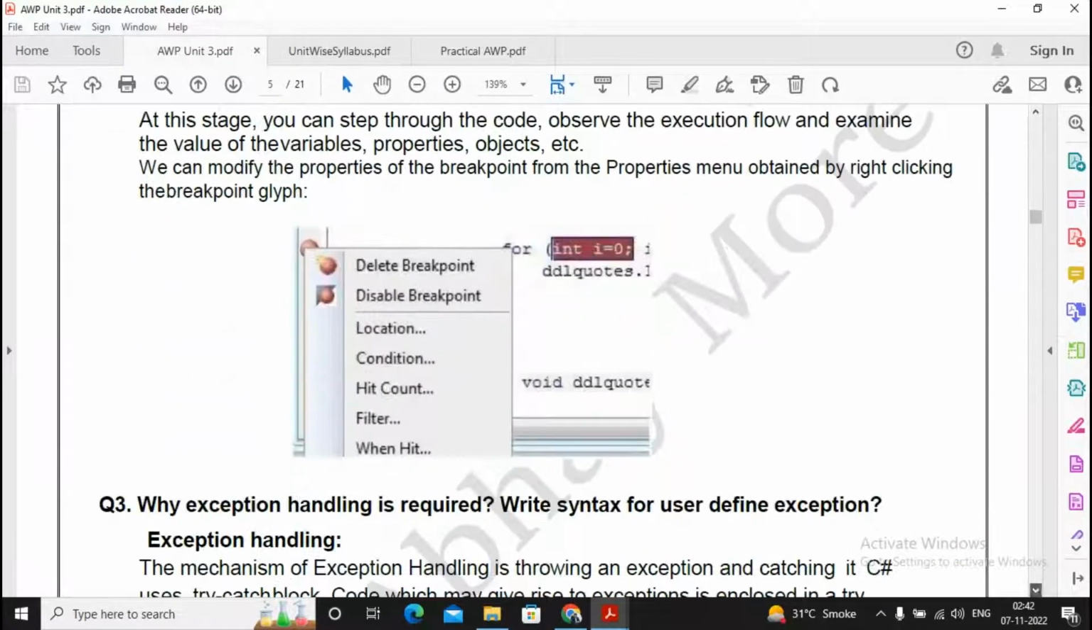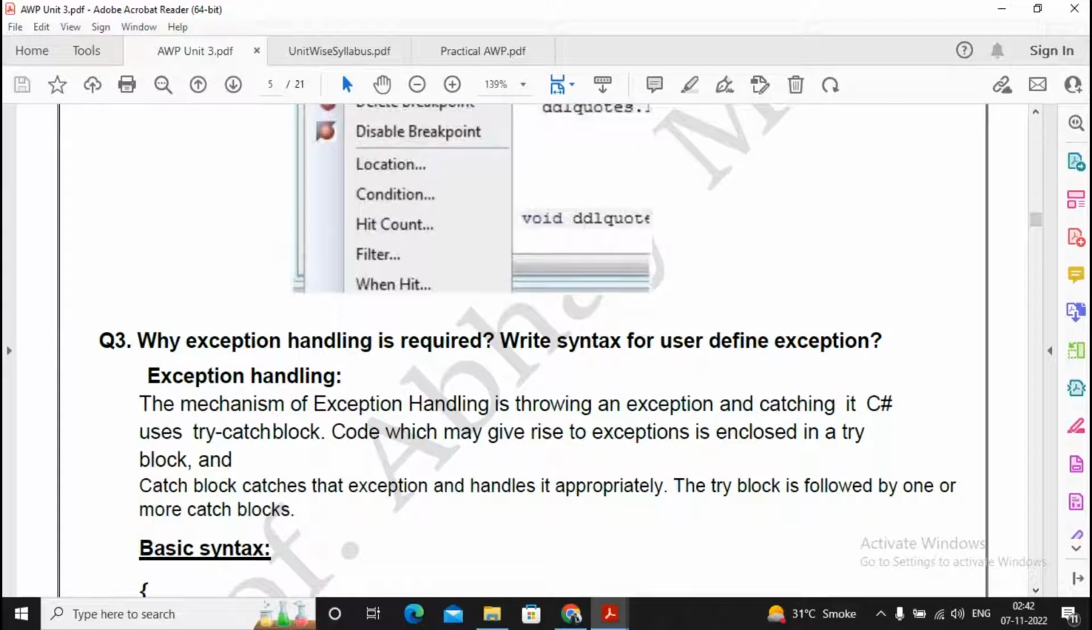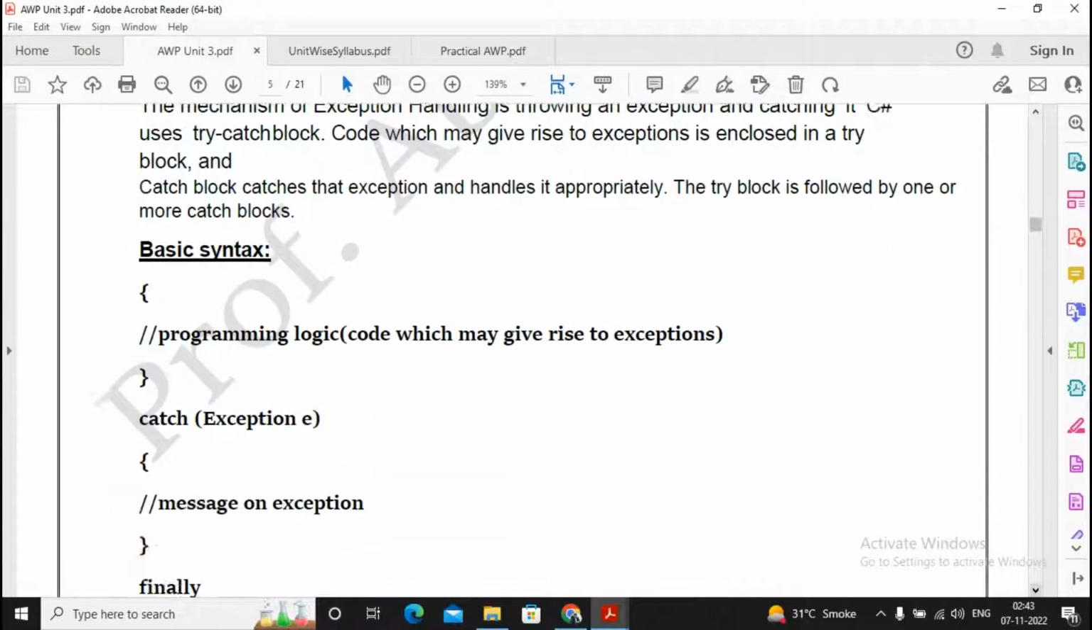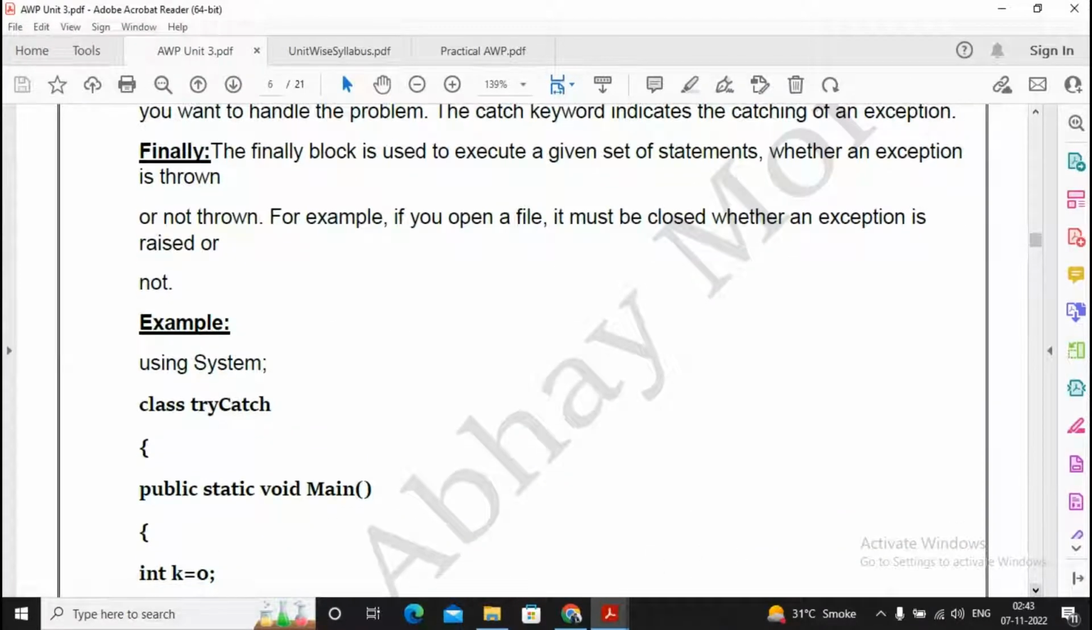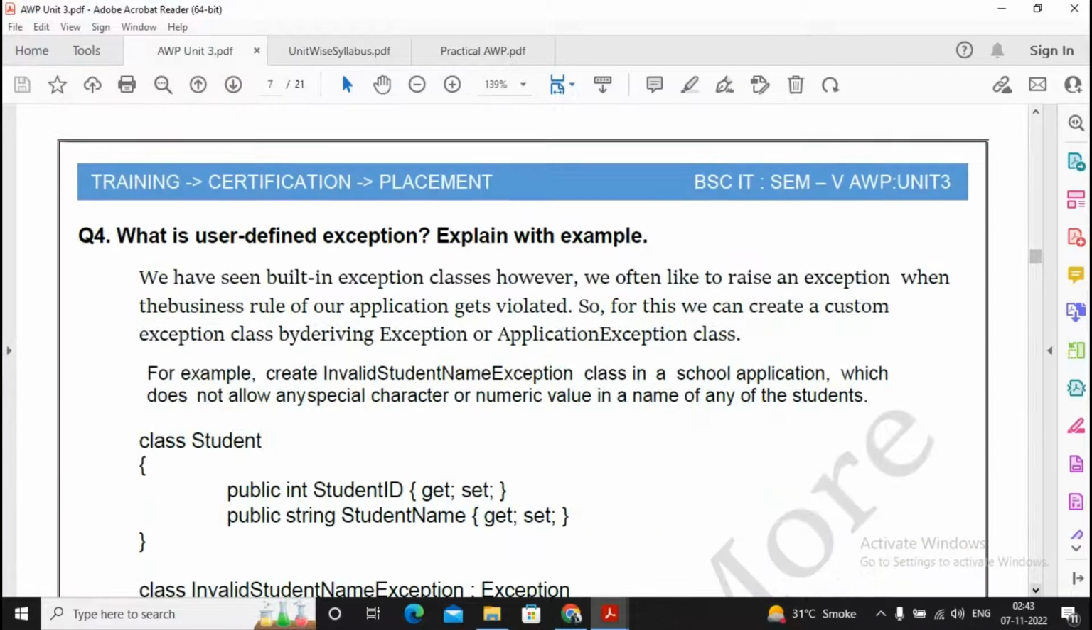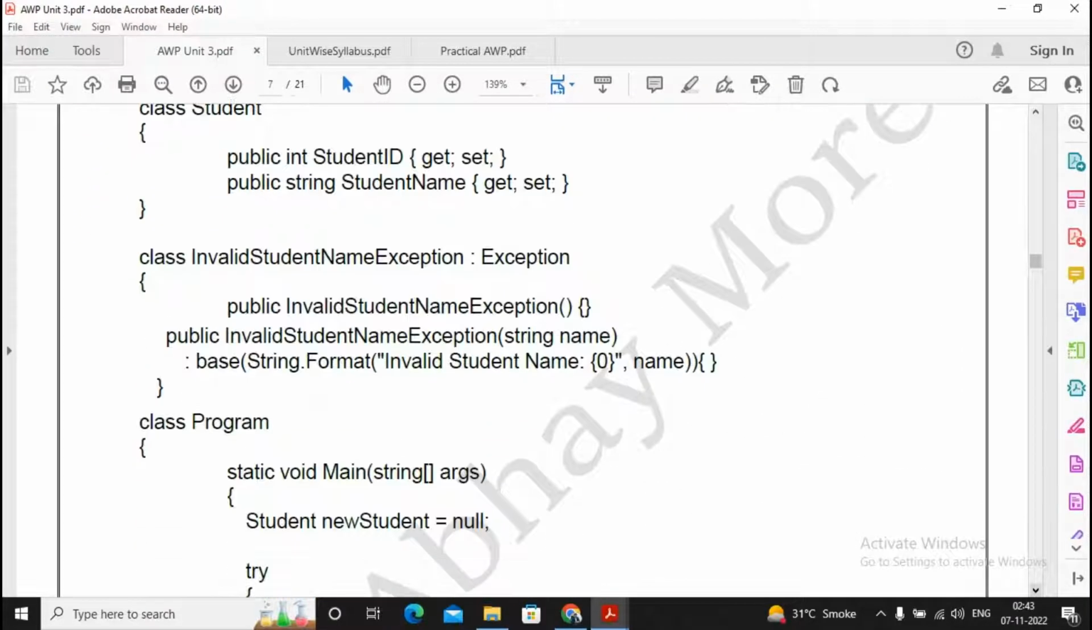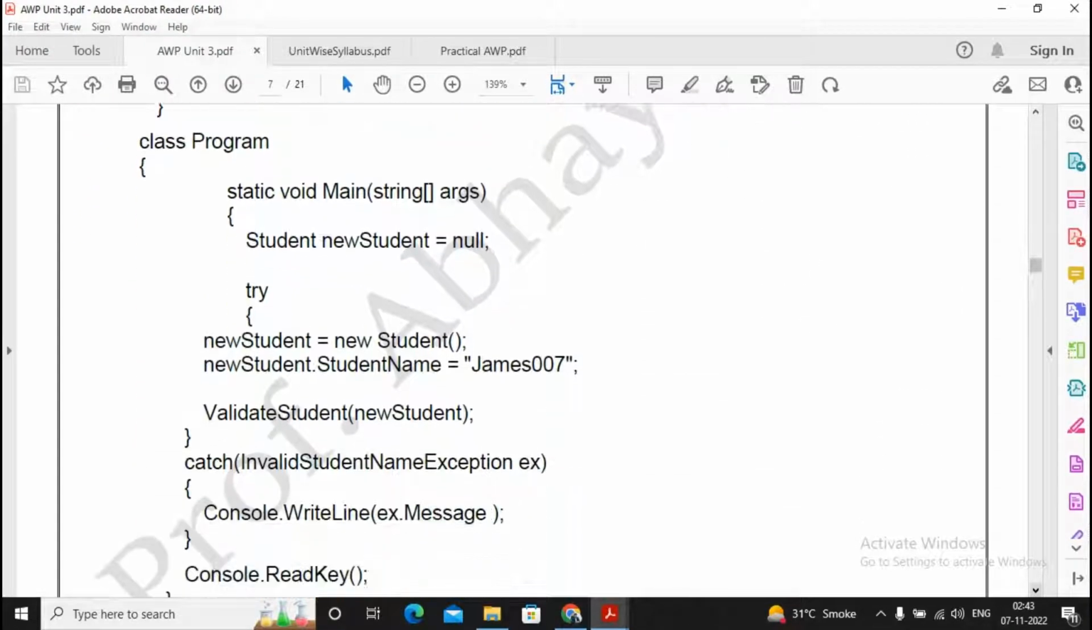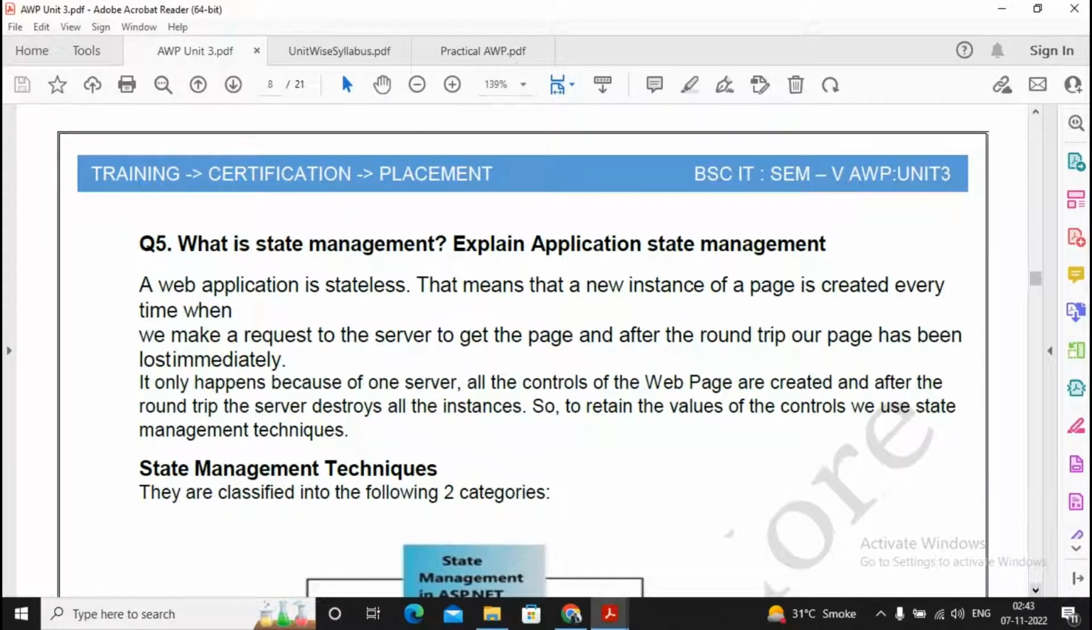The next question I found: what is exception handling? Why is exception handling needed? And write the syntax for a user defined exception along with an example. I prefer that you prepare this question properly. This is an important question. Moving ahead, what is a user defined exception? Explain with an example. It is similar to the question asked earlier, but please prepare it nicely, because this question has been asked on how you can create a user defined exception.